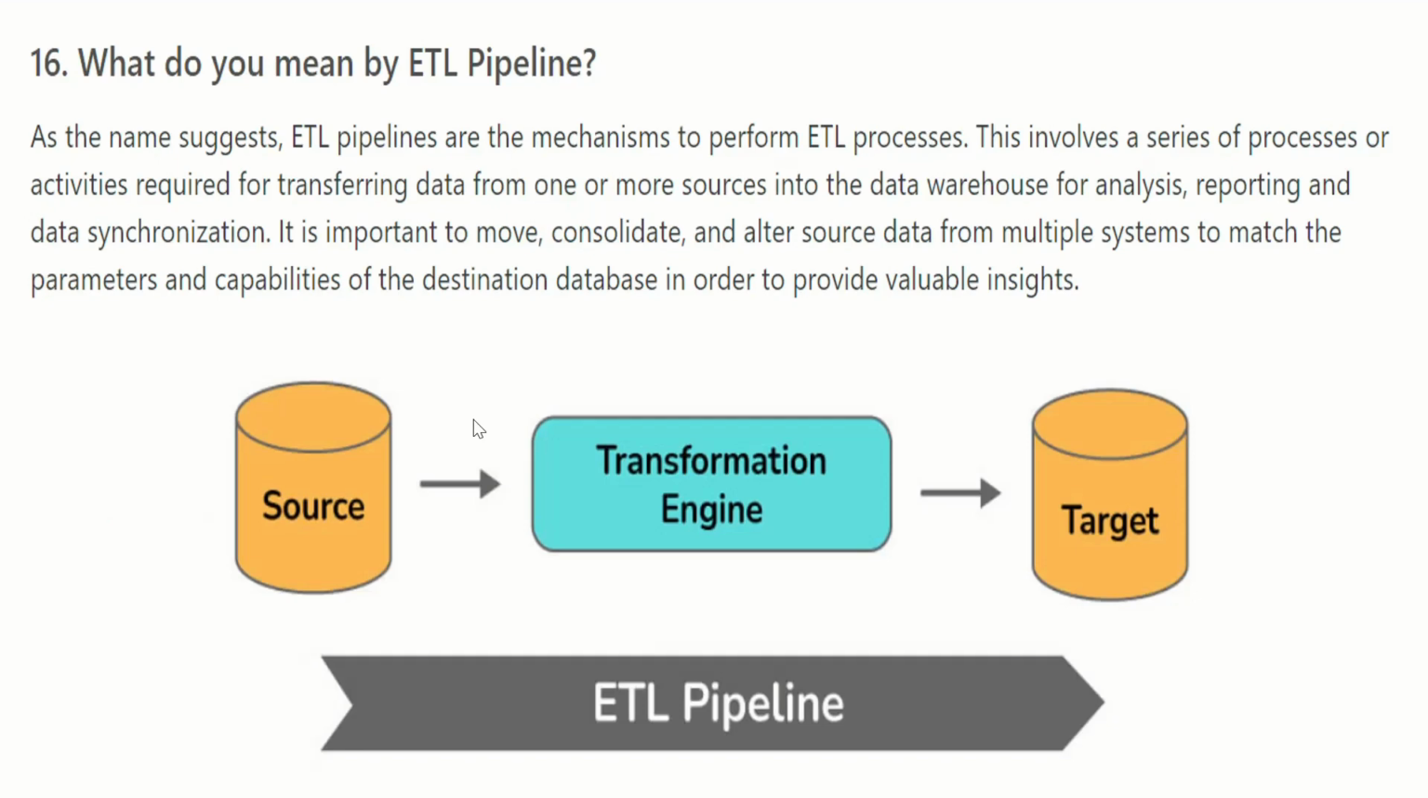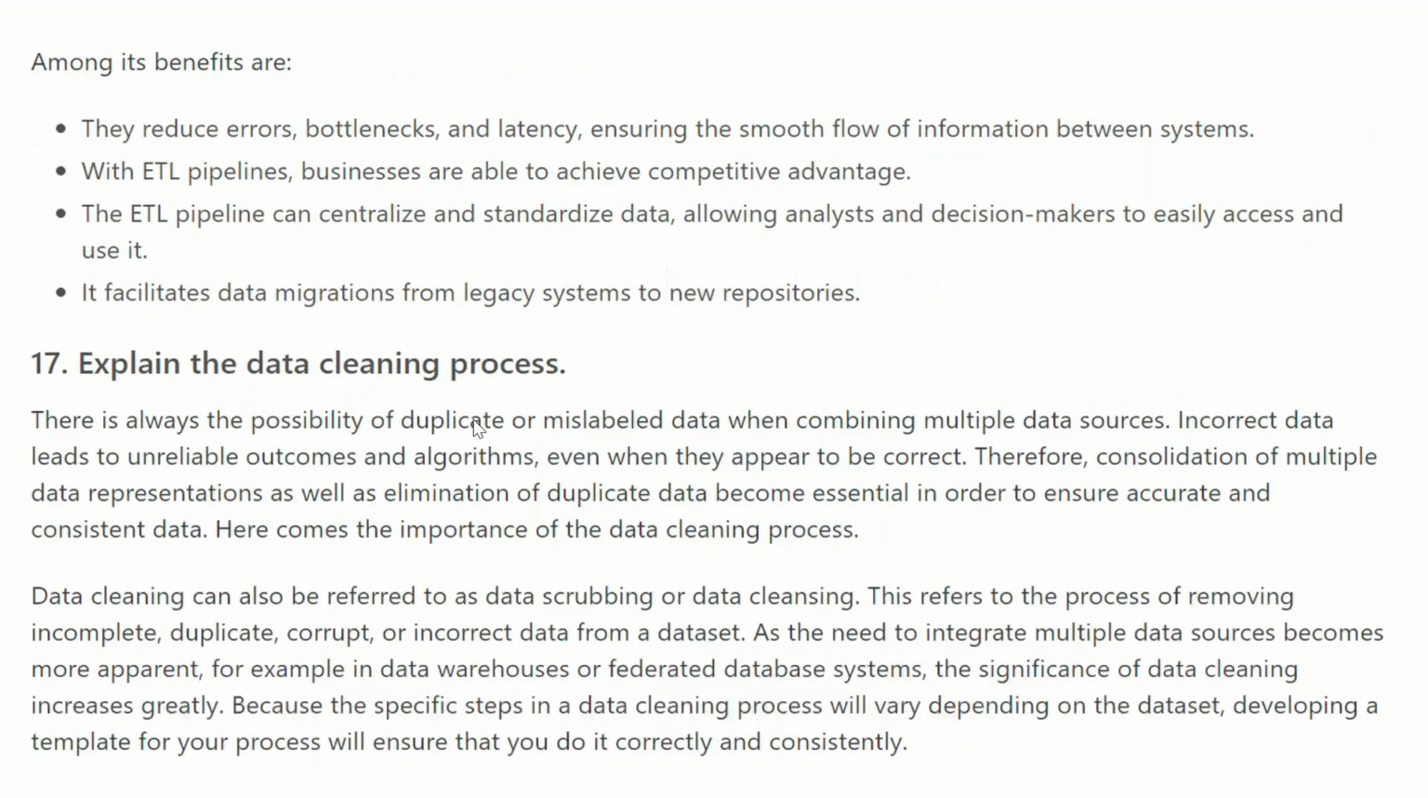For example, you can observe the table here, where data is moving from source to transformation engine, and then from transformation engine to target. This is what is called an ETL pipeline.